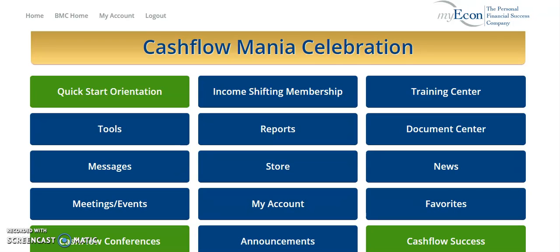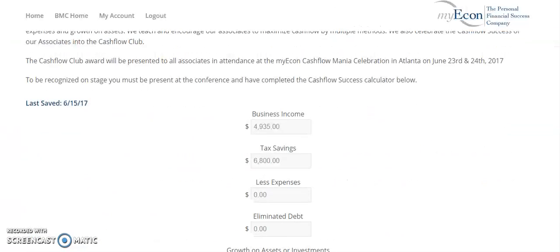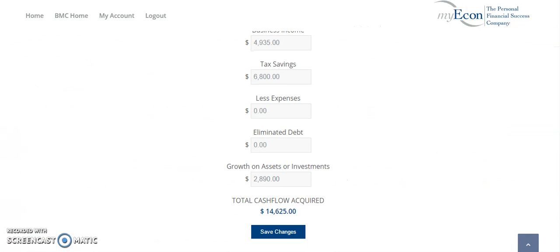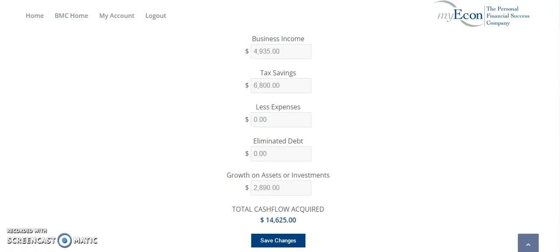So you're going to log into your back office. You're going to click on the BMC home link, and then you're going to go down and click cash flow success. Okay, this is what the calculator looks like. Here's some examples of some numbers.